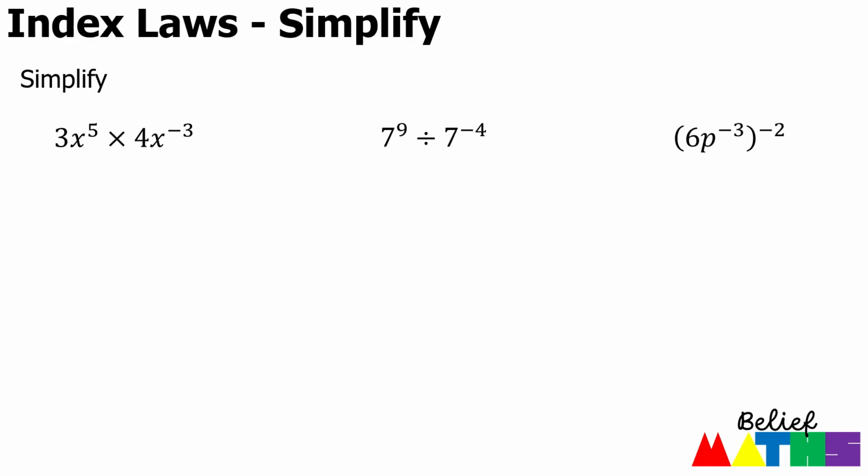Right, index laws, just wanted to highlight a little difference here. So in this first case, the base is x, the coefficient is the 3 and the 4. So these aren't affected by the powers, so these do get multiplied in this case, which is 12x, and then we just add our two powers, 5 plus minus 3. Again, your calculator will do that for you. That's the power of 2.